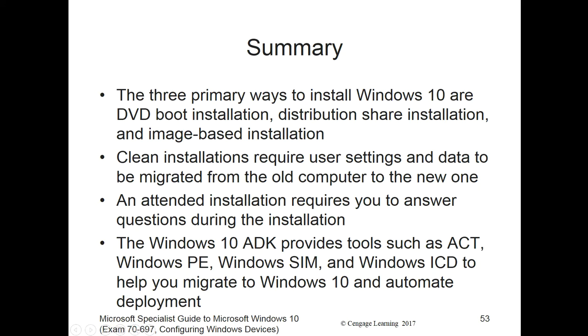The three primary ways to install Windows 10 are DVD boot installation, distribution share installation, and image-based installation. Clean installations require user settings and data to be migrated from the old computer to the new one. An attended installation requires you to answer questions during the installation, primarily at the beginning and end. The Windows 10 ADK provides tools such as ACT, Windows PE, Windows SIM, and Windows ICD, and they help you migrate to Windows 10 and automate deployment.